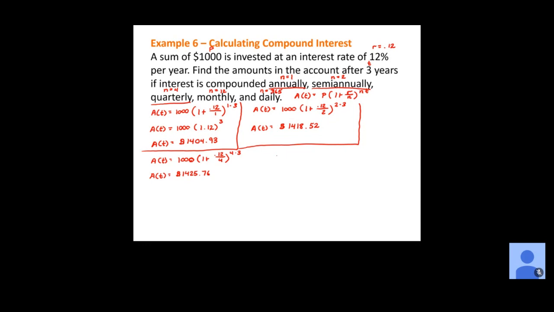And just if you want to know what those would be, for monthly, A of t comes out as $1,430.77. And then the last one, if we do daily, we end up with $1,433.24. So if you wanted to try those on your own and check to make sure you can do it, those are the values you should get. Any questions at all on setting these up or finding those values?